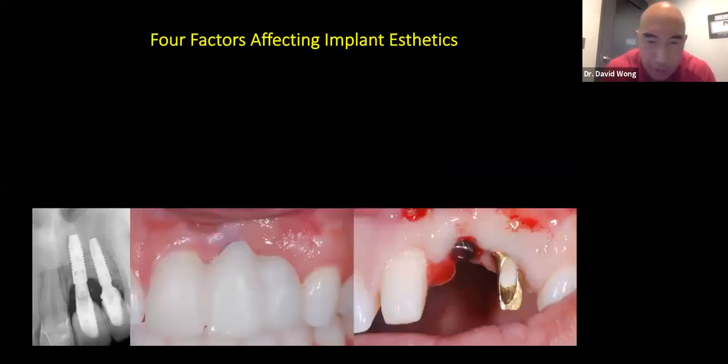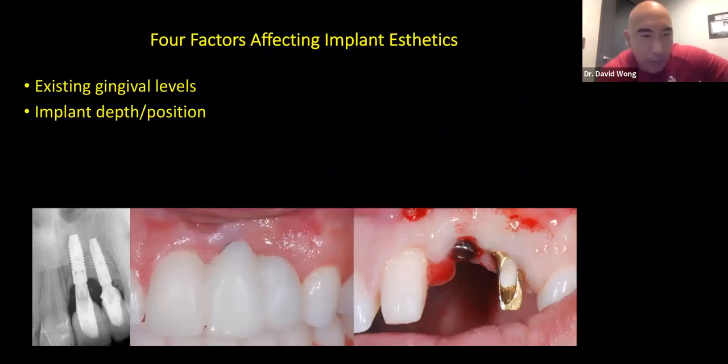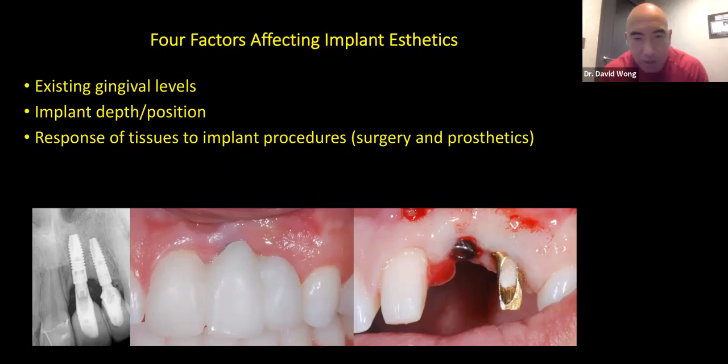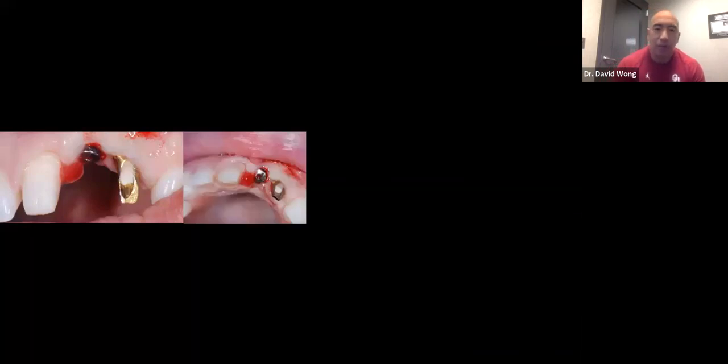So what do we do here? What we decided was the VIP technique, because we have poor existing gingival levels. We have nothing to do with this inherited case. Implant depth position is not good at all for us from a soft tissue perspective. She has not responded very well to the iatrogenic dentistry that's been involved. And then, of course, the management of the tissue with the abutment and crown, we just don't have a whole lot to work with. So let's go ahead and get moving here.